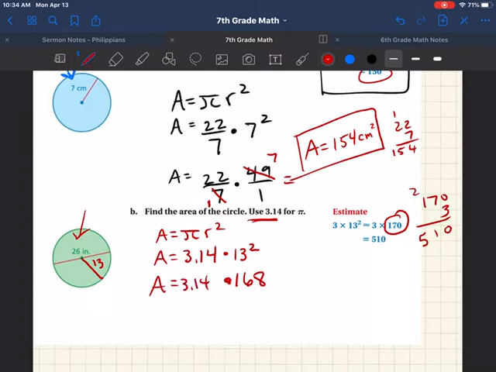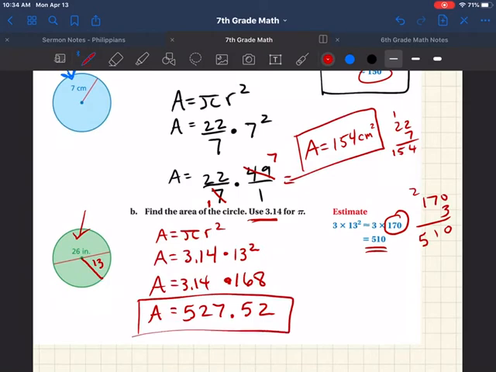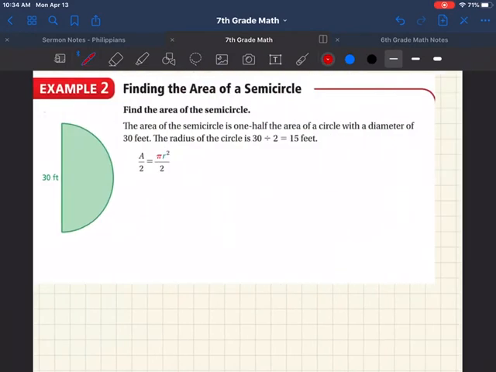Times the 3.14, and now I do need my calculator because that's a nasty multiplication, 3 digits on each top and bottom. So 3.14 times 168 gives me 527.52. I expected 510. That's pretty close. I definitely didn't make any major mistakes. I'm going to go with it. And that is correct. Okay, and now the semicircle.